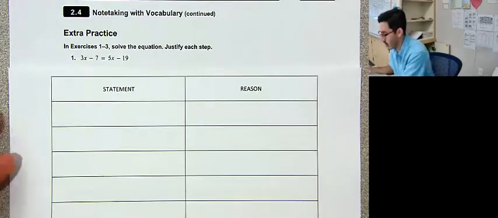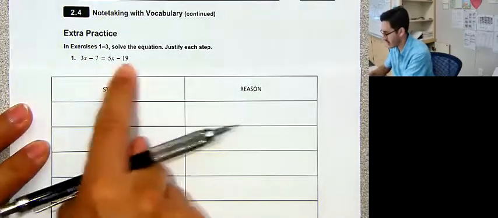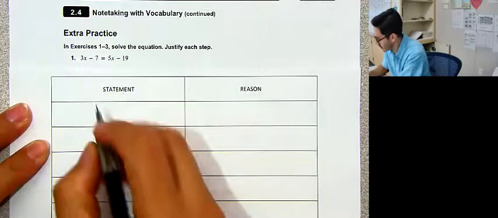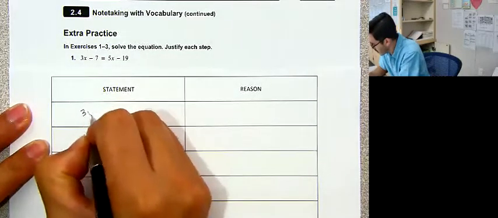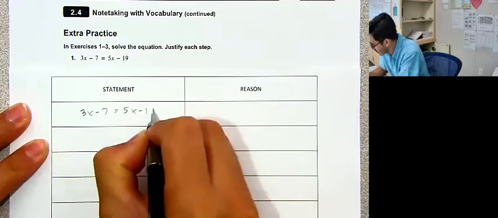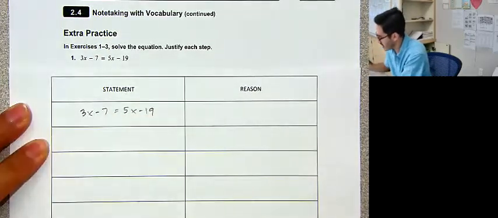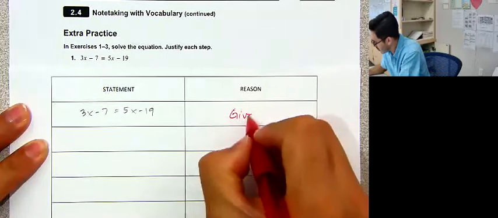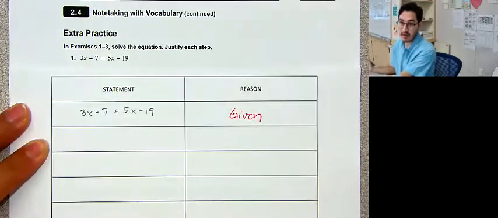Every proof begins with what's given to you, right? And so we're given an equation, so we'll write 3x minus 7 equals 5x minus 19, and we'll just simply write that that was given to us.